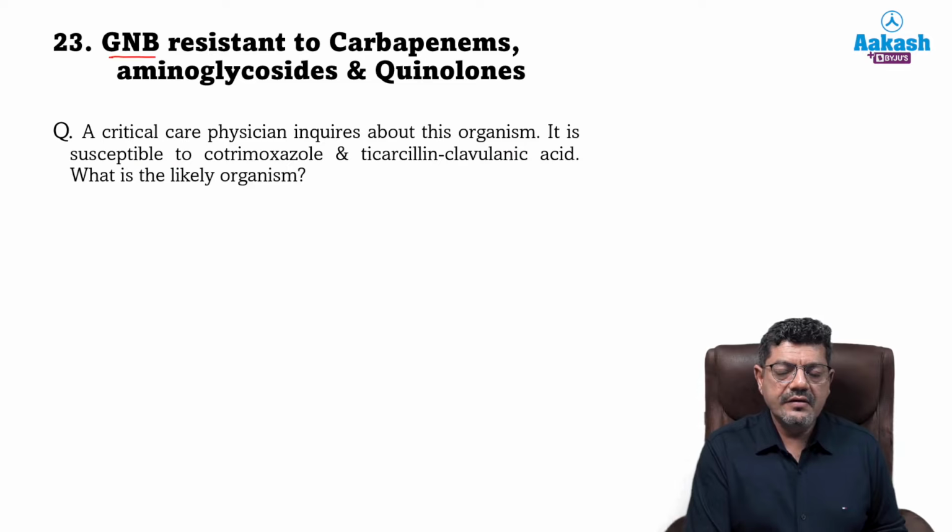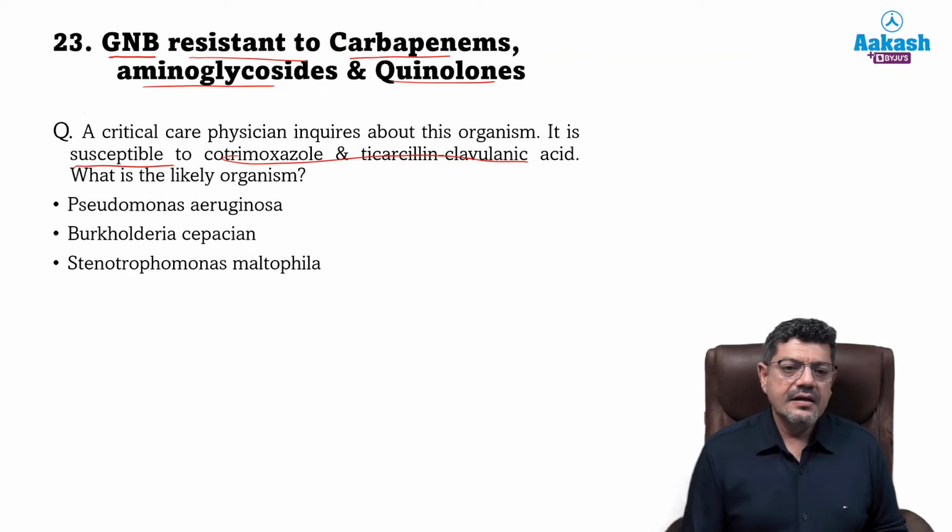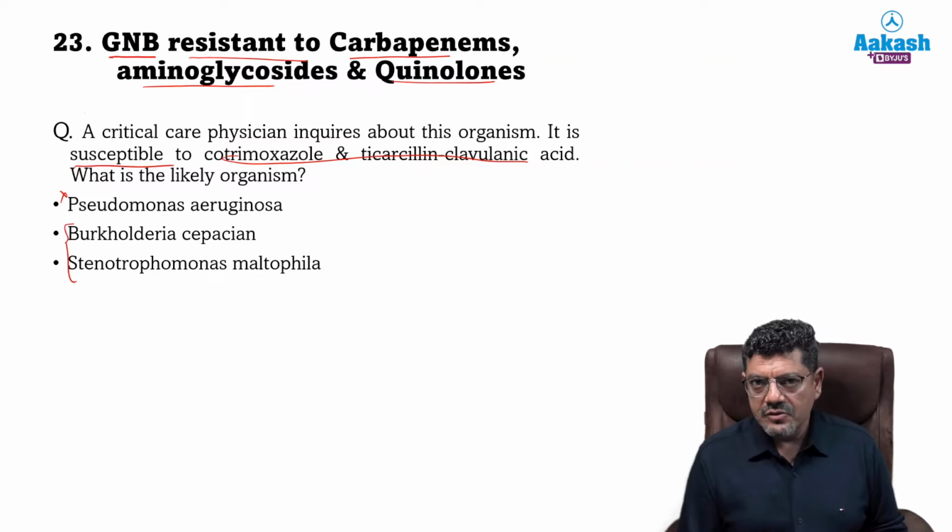A critical care physician inquires about an organism. It's a gram-negative bacterium that's resistant to Carbapenems, aminoglycosides, and Quinolones. And it is susceptible to cotrimoxazole and ticarcillin clavulanic acid. What's the likely organism? And I remember three choices from there. Pseudomonas aeruginosa, absolutely not. Possibly either of Burkholderia and Stenotrophomonas maltophilia.